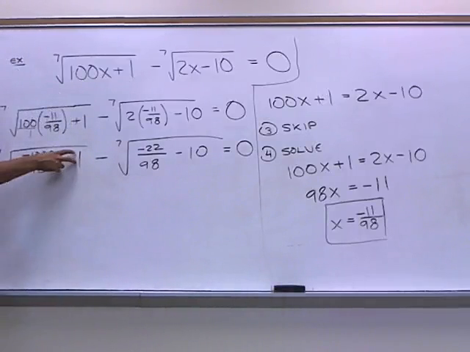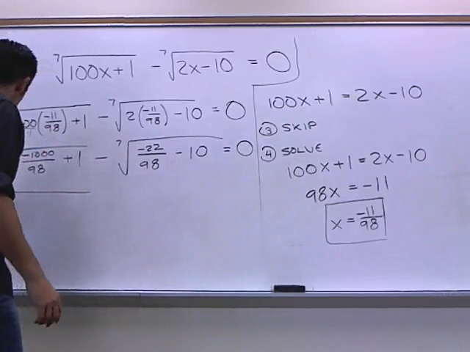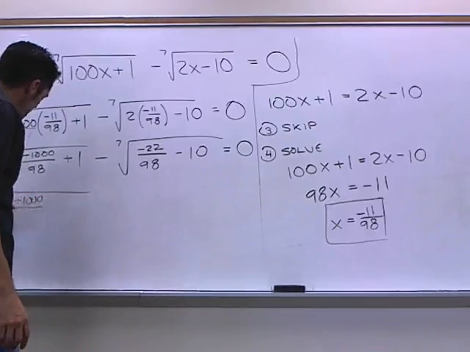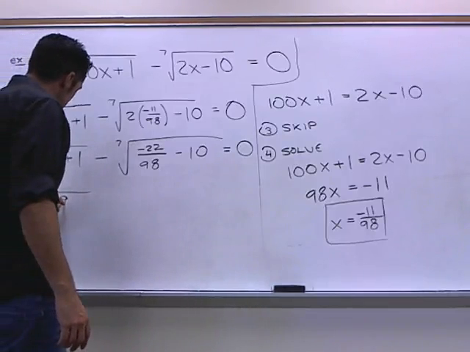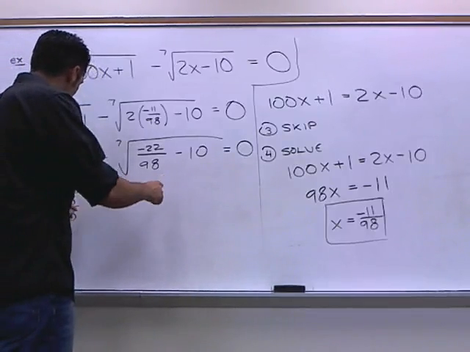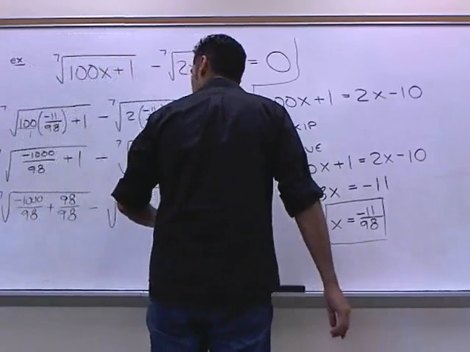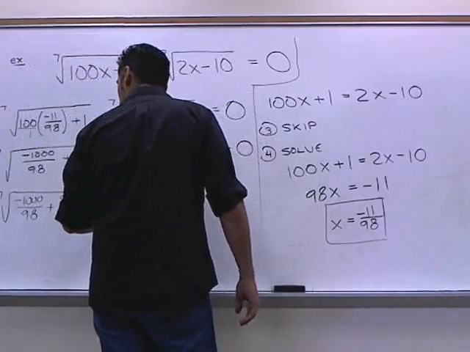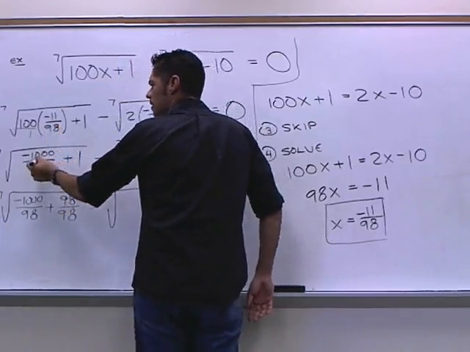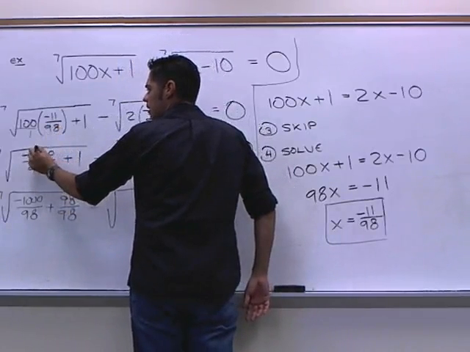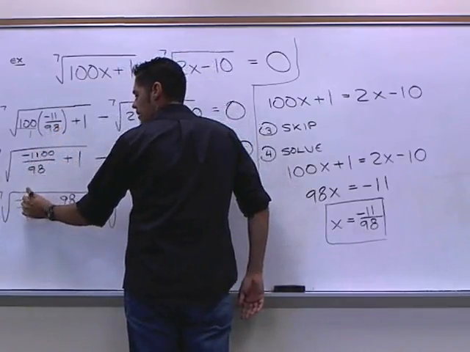So I would turn the 1 into a what? 98 over 98. Remember, 1 is like 1 over 1, so you multiply top and bottom by 98. So this becomes 7th root negative 1,000 over 98 plus 98 over 98. You have to do the same thing on the other one. What am I missing here? It should be a 1. Thank you. I'm glad you caught that.